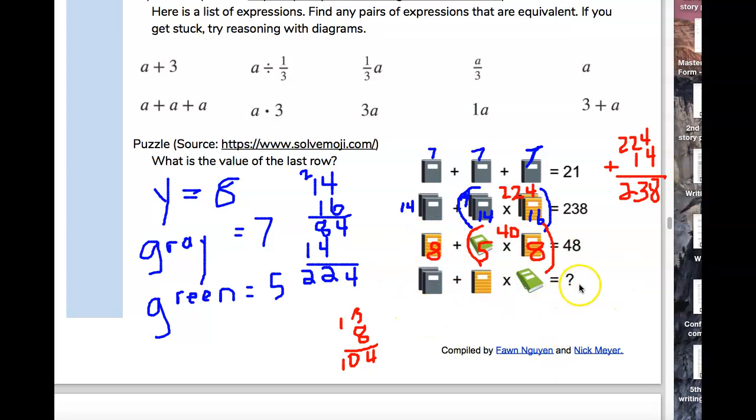All right, so I'm going to let you use this information to solve this. This is what they wanted you to do. What is the value of the last row? You've got all the notebooks values. So the yellow is 8. The green, notice there's 2 of them there, and there's 2 gray. All right, so I'll let you do that, and I believe we're done for the day then.